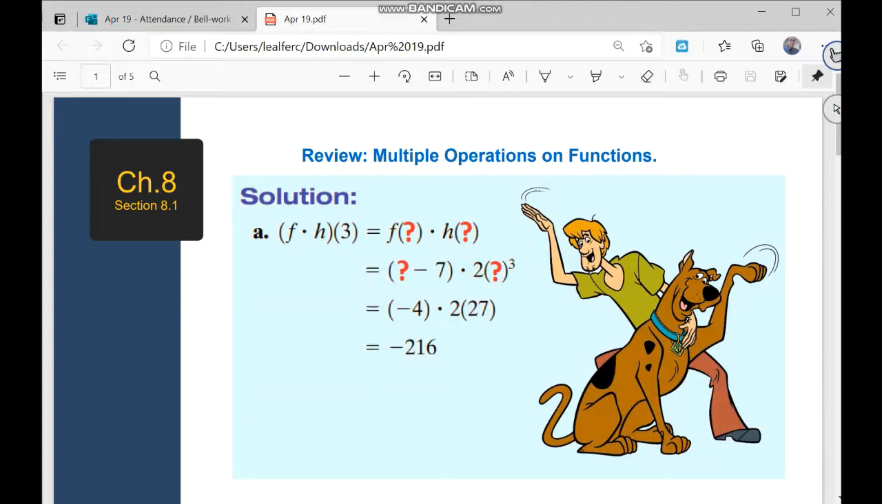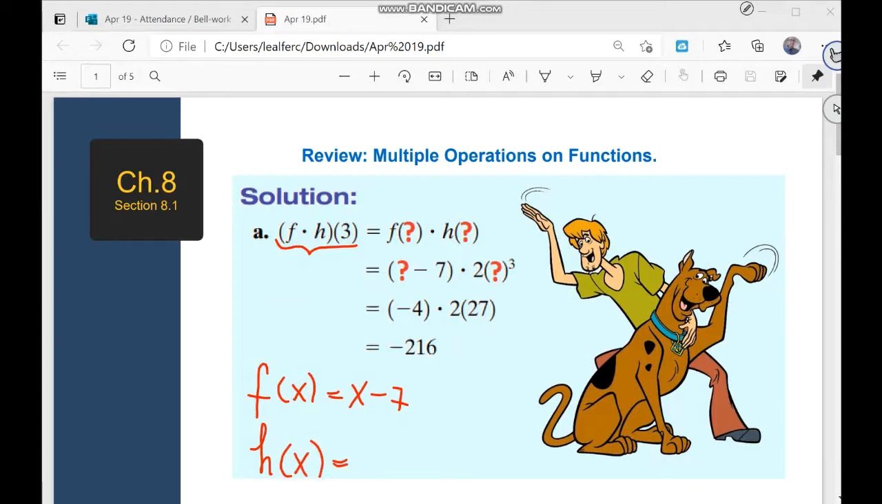We are talking about functions, operations with functions, and also the regular operations: addition, multiplication, subtraction, division, and the new one, the composition, okay? This is a very simple one. It's a regular product. If we have f of x equals x minus 7, h of x equals 2 times x cubed, okay?